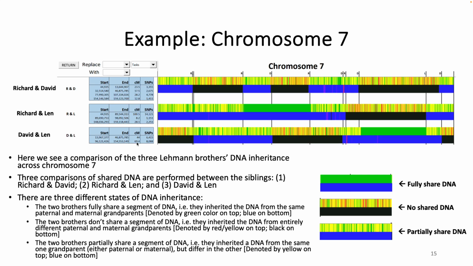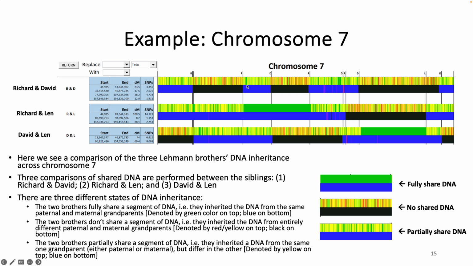So I wanted to dive in and give a specific example with the Lehmann brothers and how visual phasing works with this Excel spreadsheet. This is going to be for chromosome 7. I thought this was a good example for illustrating visual phasing, and we'll walk through a lot of the key steps. So here we see comparisons between each of the 3 siblings and where they share DNA and where they do not share DNA.